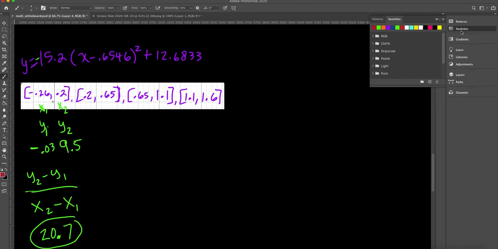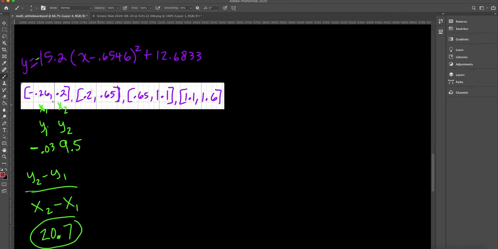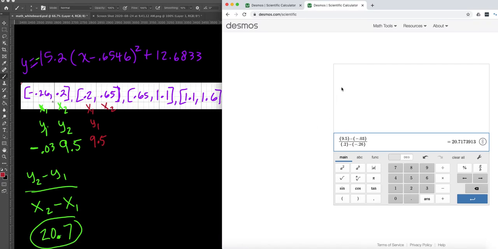Okay, now something to notice. We've already plugged 0.2 into this equation, and that happened to be this stream right here. And so this is my x1 now, this is my x2, but my y1 is just going to be the same thing right there. So that's 9.5. I don't need to plug that in again. But I haven't plugged in 0.65 yet. And so I need to go back to this one, plug in 0.65, and that gives me 12.7.